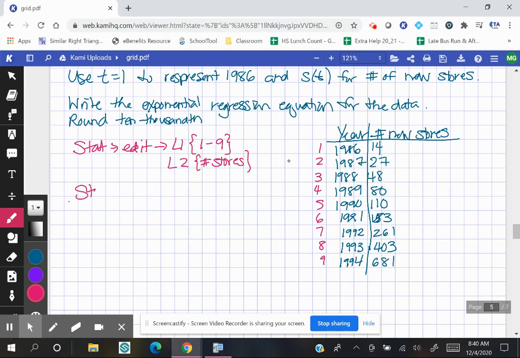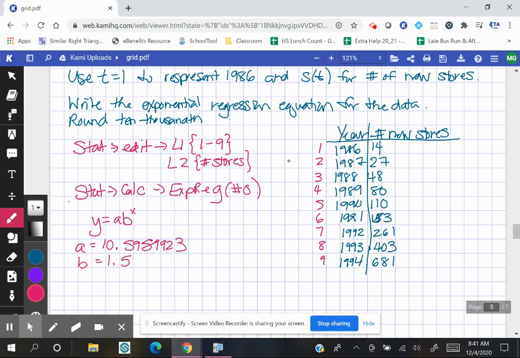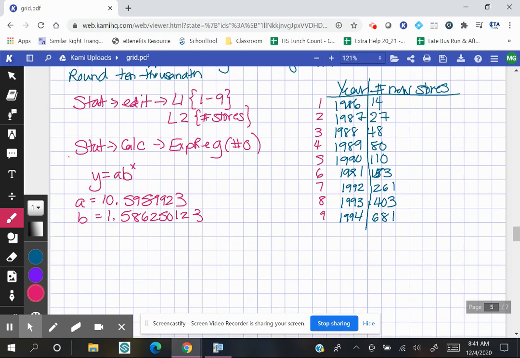So here we're also going to include Stat, Calc, Exp Reg, number 0. So what you'll also write out is, let's write out our equation that we see at the top of the screen. Write out your entire decimal for A and your entire decimal for B. And then show your substitutions into the equation. So put this in for A and put this one in for B.